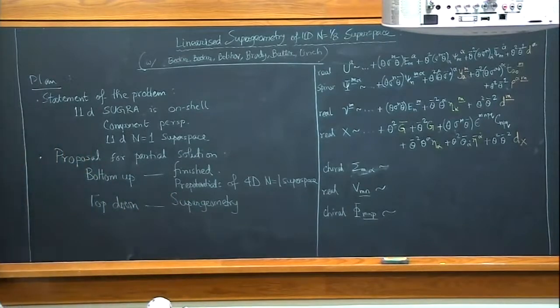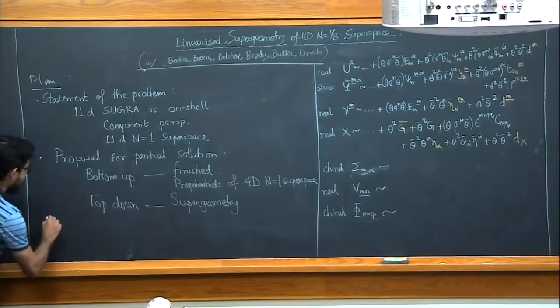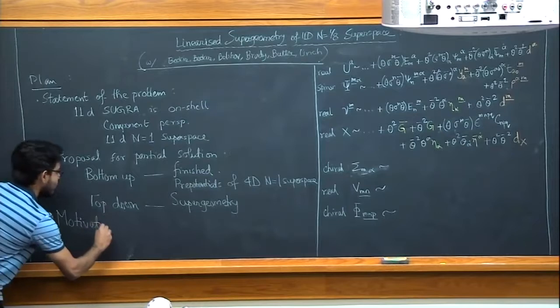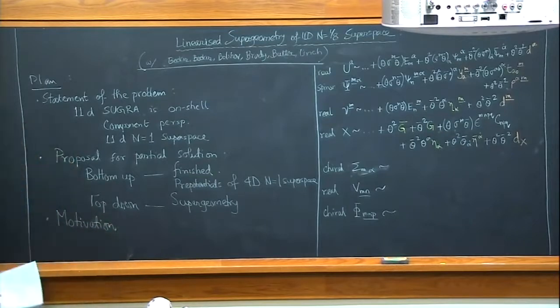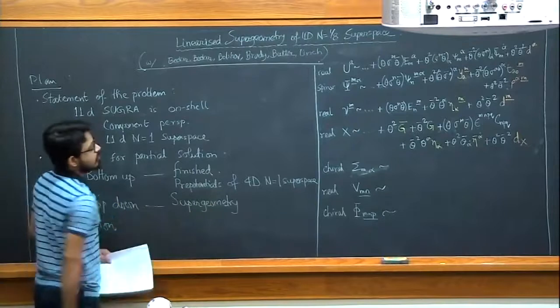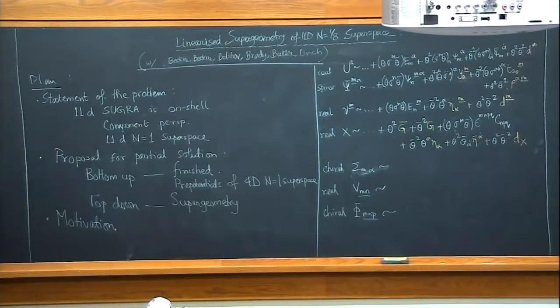So this is going to be the brief plan. And in the end, I'll end with a sort of motivation of why this problem is important or interesting other than mathematical curiosity. So what do we want to achieve by constructing the supergeometry in this fashion? So that's the brief plan of the talk. And let's now take up the first part, which is a statement of the problem.